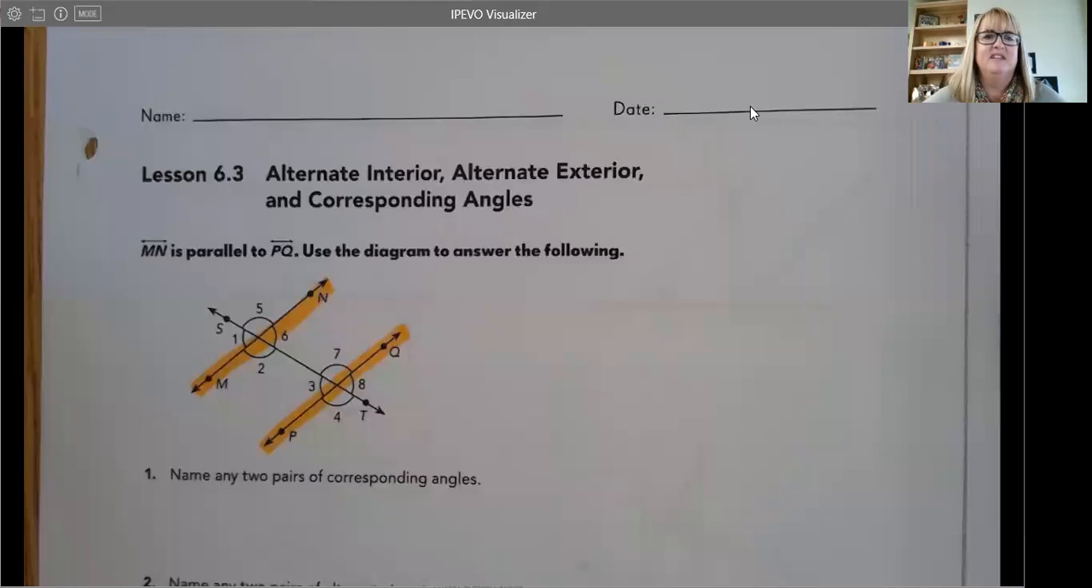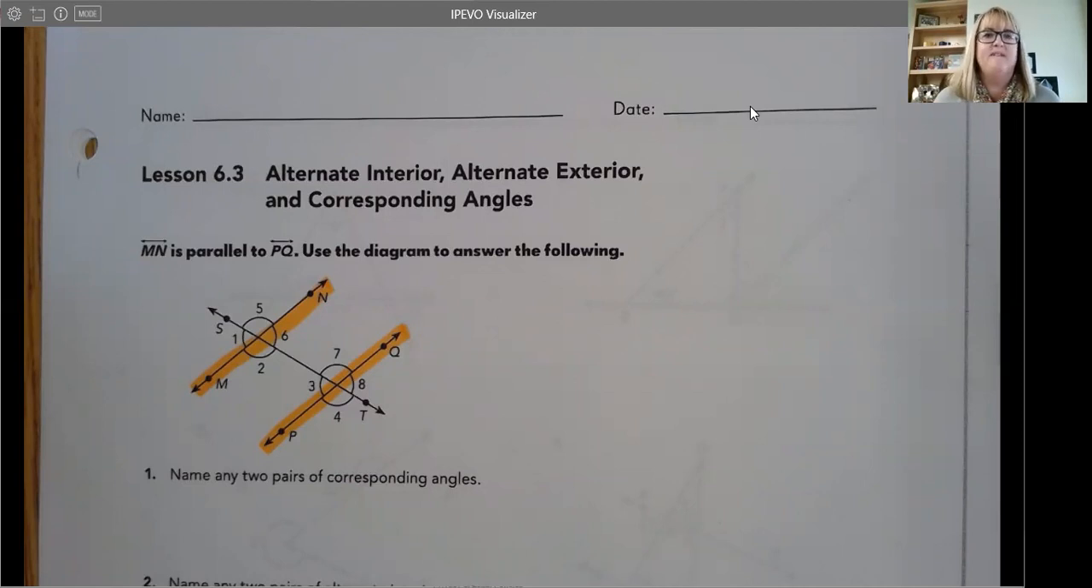I think it'll be a little nicer than the other videos, but we are looking at alternate interior, alternate exterior, and corresponding angles. So please have your packet out, and I would like for you also to grab your notes on alternate interior, alternate exterior, and corresponding angles, and also consecutive interior angles. And let's have you pause this while you take a look and refresh your memories about them. Okay, we're back.